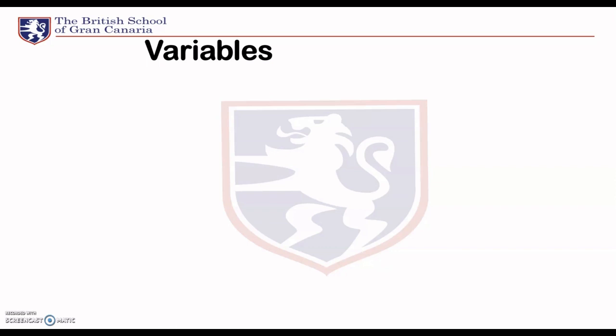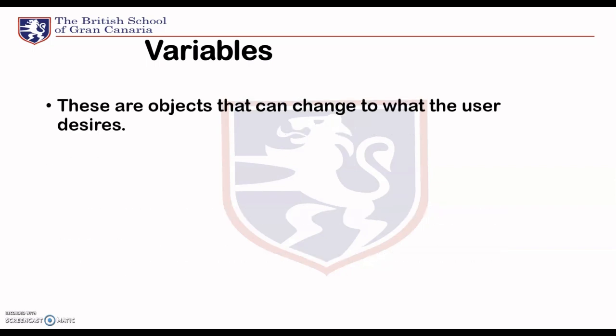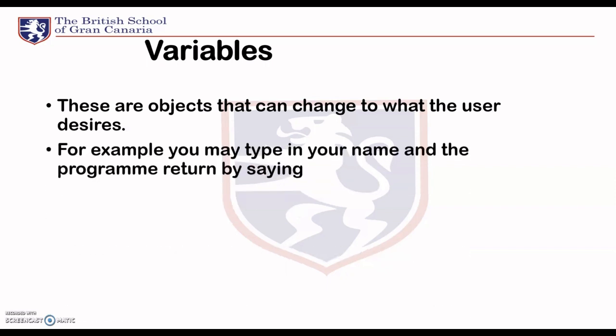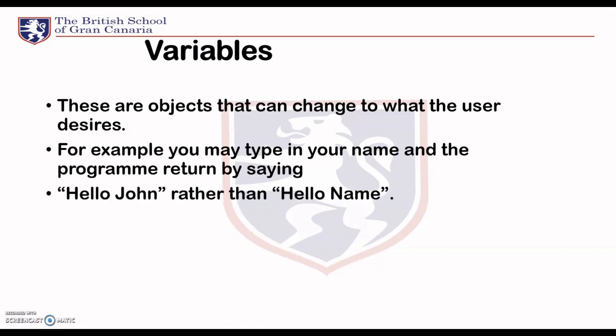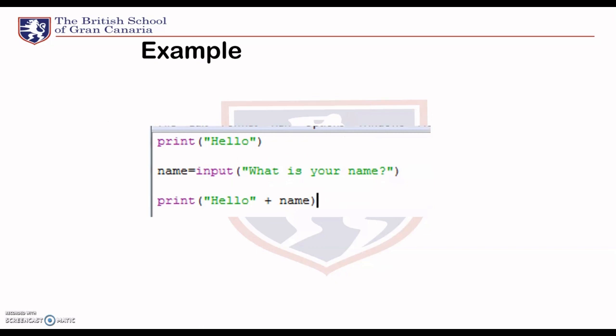Now, variables are exactly what they say on the tin. They're variables. They can change unless you set them to something. So they're an object that can change into whatever the user desires. They vary. So if you type in your name, it's going to return by saying your name, like hello John rather than hello name.